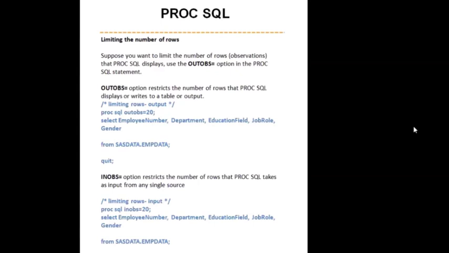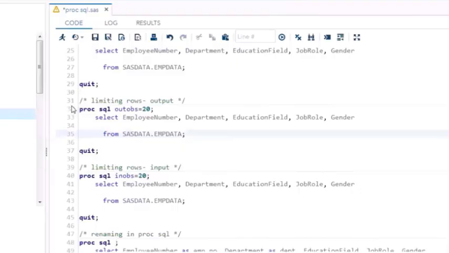If you just want to read some sample data from a table, then you can use the inobs equal to option, where it will restrict the number of rows it's trying to read. So that's how you can limit. So what I'll do, I'll just try to run the same query by using the outobs equal to option.